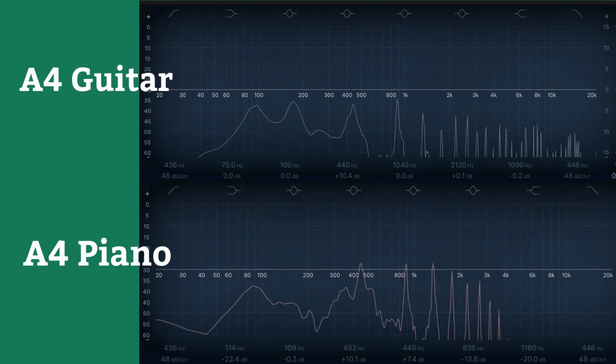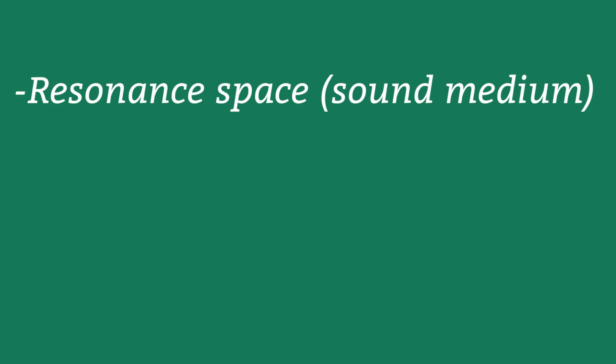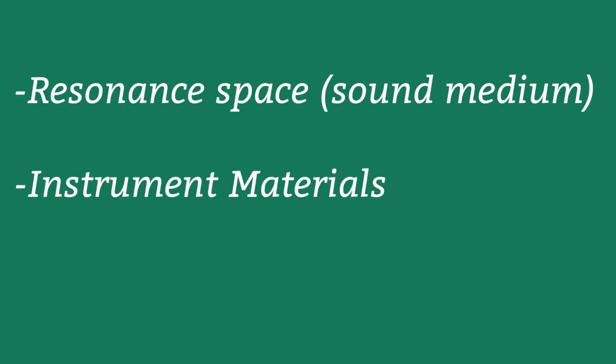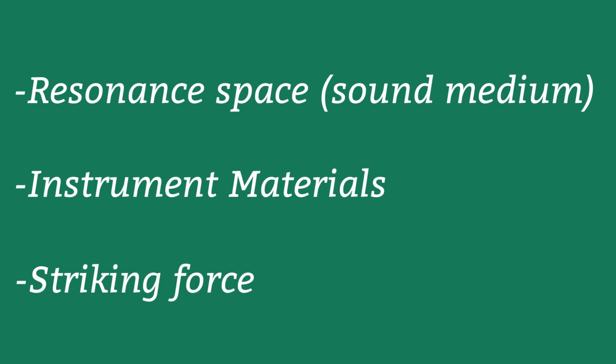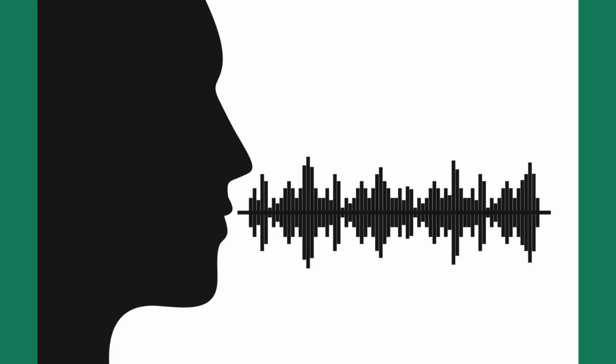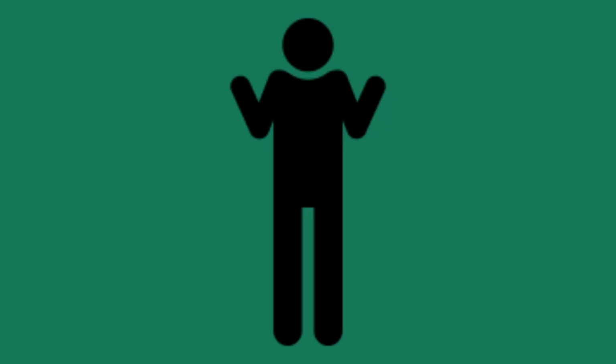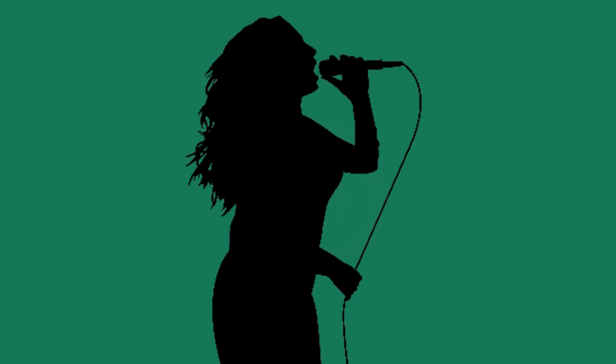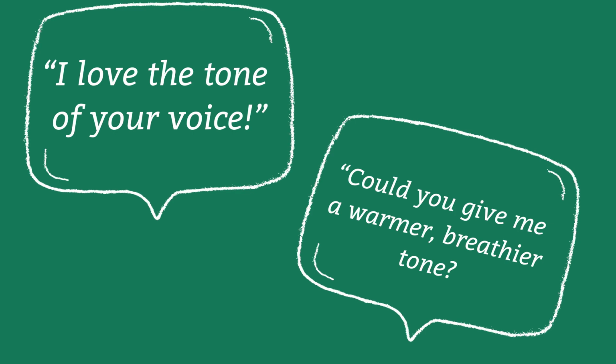Different overtones are slightly more or less prominent from instrument to instrument. This is influenced by things like the resonance space, the material the instrument is made of, the force at which you strike the instrument, and so on. This is why telling someone to sing a tone is technically not incorrect, but also misleading or unclear. Using tone in context of timbre for a singer would be more like, I love the tone of your voice, or could you give me a warmer, breathier tone?